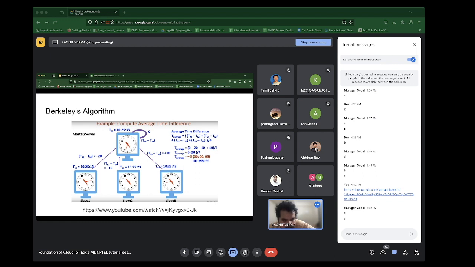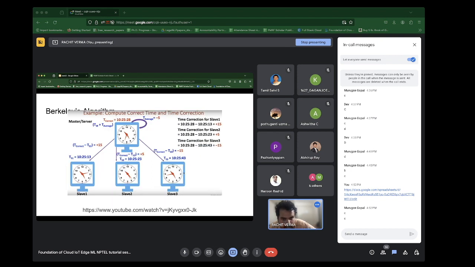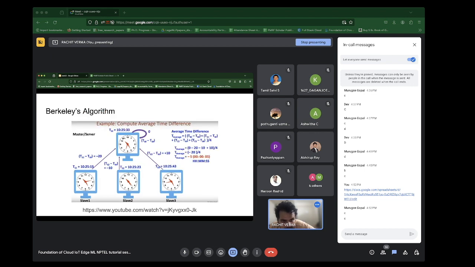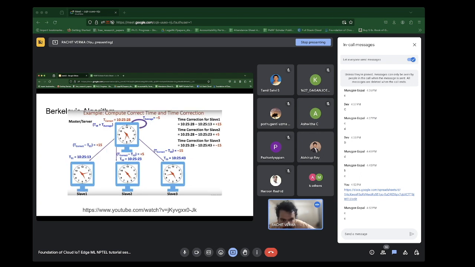So then what you do, after you get this minus 5 seconds, is take this minus 5 and add it to the server's time. You add this minus 5 to the server's time and you get a certain answer. You get 10, 25, 28. Now you have to readjust each of the clocks' timings to meet the server's time, okay, in Berkeley's algorithm.